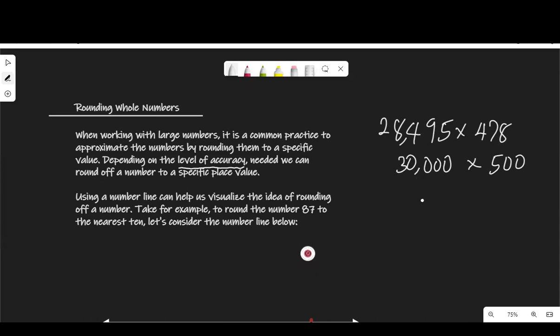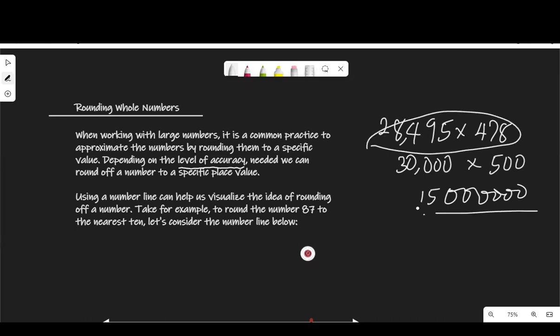So 3 times 5 is 15. Then I put the number of zeros. How many zeros do I have here? 1, 2, 3, 4, 5, 6. So the answer that we will get by multiplying this by this will be close to this. That is the essence of rounding whole numbers, and in doing that, it depends on the level of accuracy that we want to achieve.